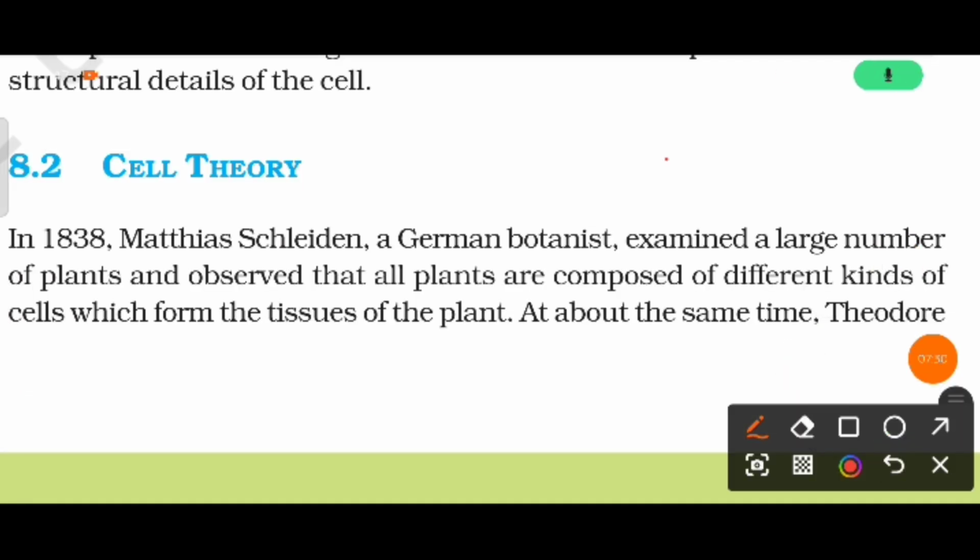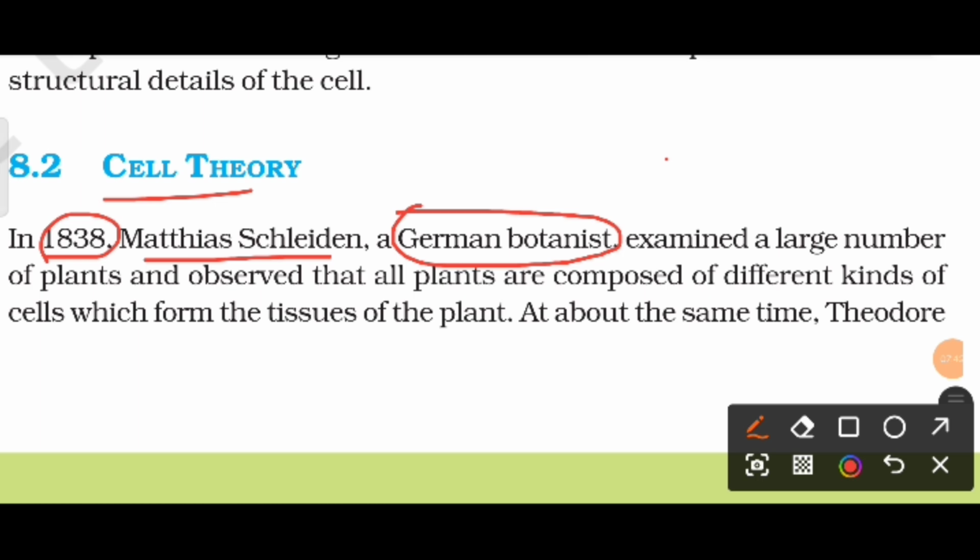And now when we talk about the cell theory, two scientists together formulated the cell theory. In 1838, Matthias Schleiden, a German botanist who studied plants. Of course, he would examine plants. He studied a number of plants and gave the statement that plants are composed of different kinds of cells which form the tissue of the plant.